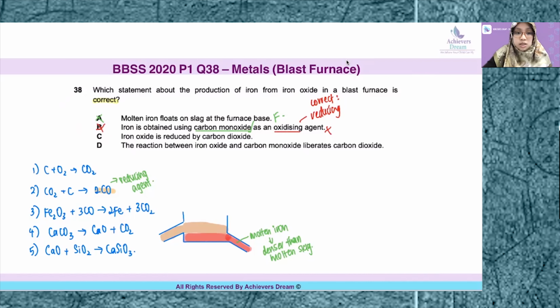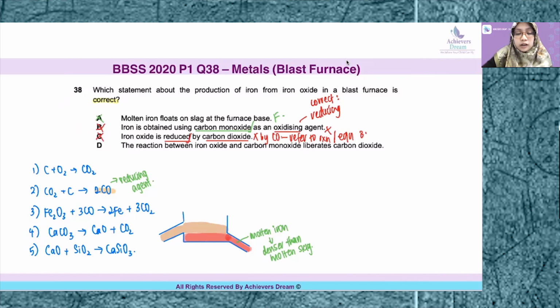Let's look at option C: iron oxide is reduced by carbon dioxide. Iron oxide is reduced to iron, however, it is not by carbon dioxide. It is by carbon monoxide, CO. Refer to equation number 3. Carbon monoxide is the one that's reacting with your iron(III) oxide and not carbon dioxide gas. So C is false. This means that D is correct.